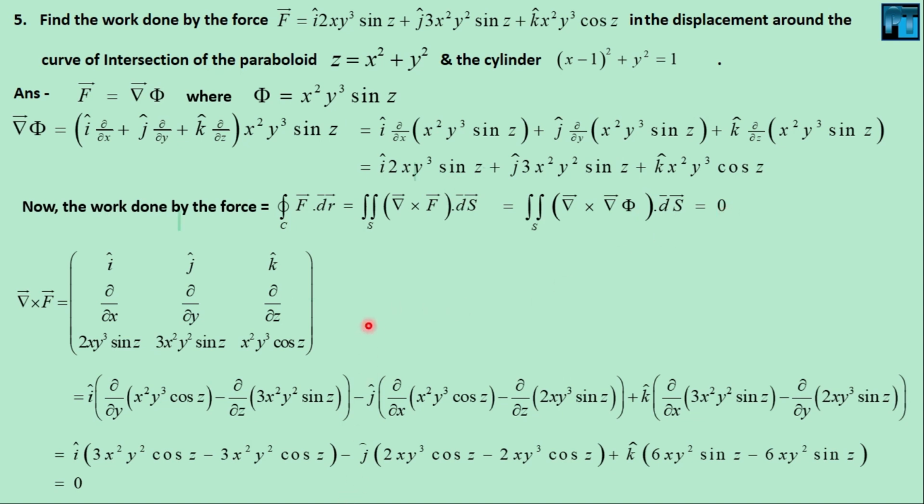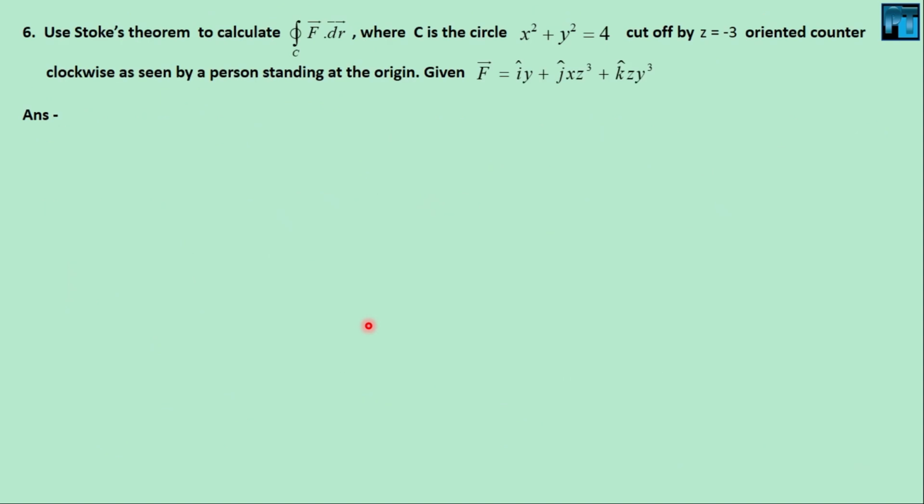Okay, now use Stokes' theorem to calculate the integral of F dot dr where C is the circle cut off by the plane z equals -3, oriented counterclockwise, so positive direction, as seen by a person standing. Okay, that's also a general format. F is given. Now this is a little bit interesting form because C is the circle at z equal to -3. Okay, let's visualize the problem like this.